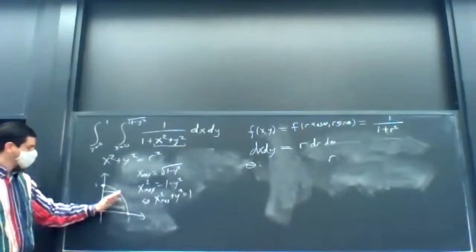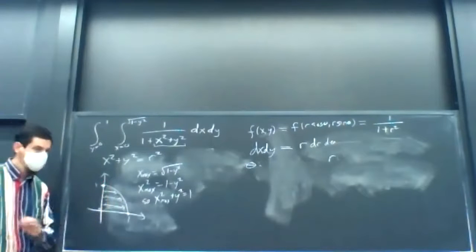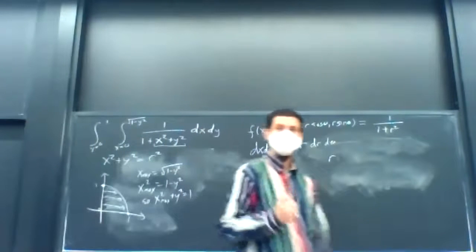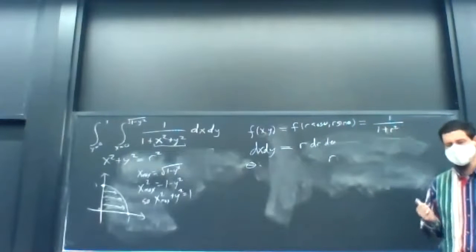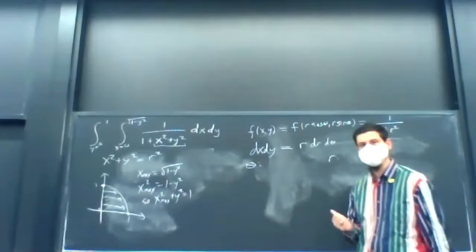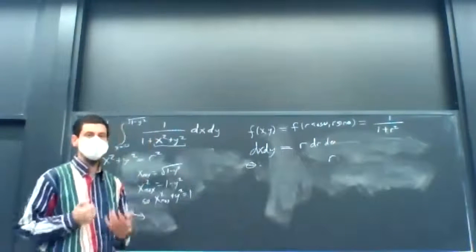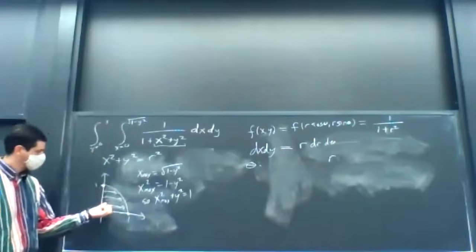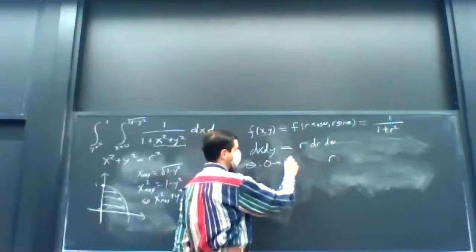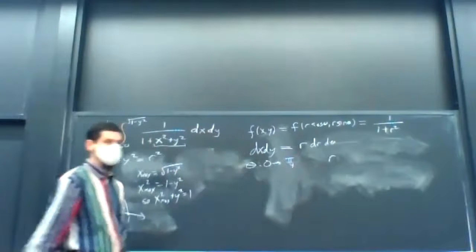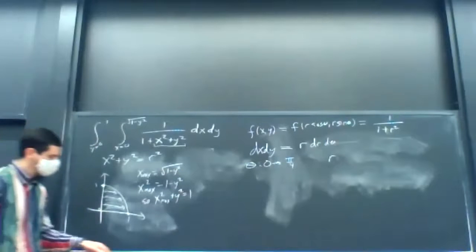Yes, theta goes from 0 to pi over 2. We always do things in radians, never in degrees, because it's only in radians that the derivative of sine is cosine, and the derivative of cosine is minus sine. Whenever you do differential trigonometry, you have to work in radians. So theta is going to go from 0 to pi over 2. What's r going to go from?